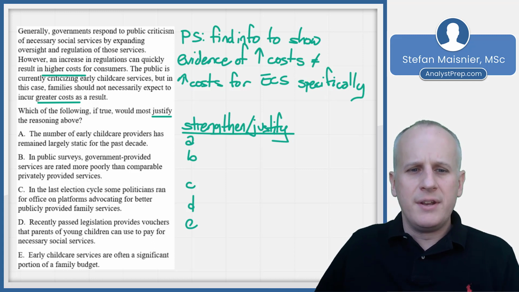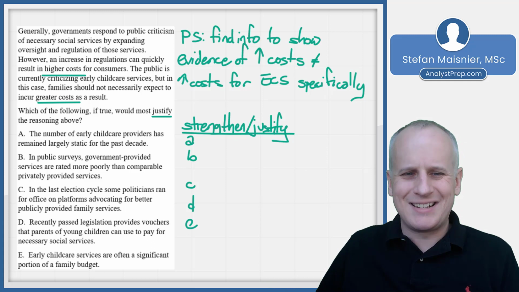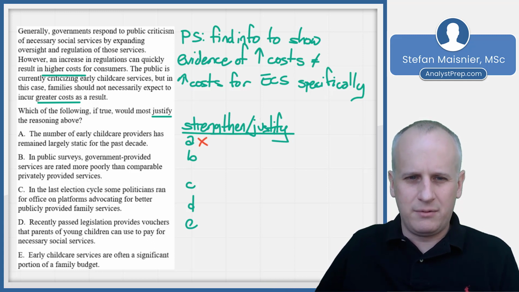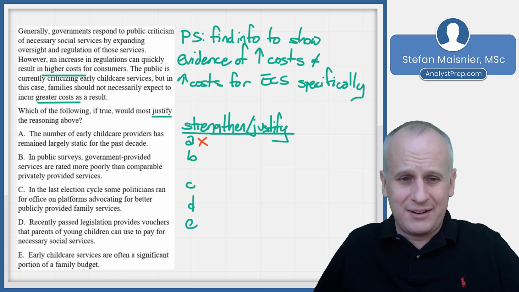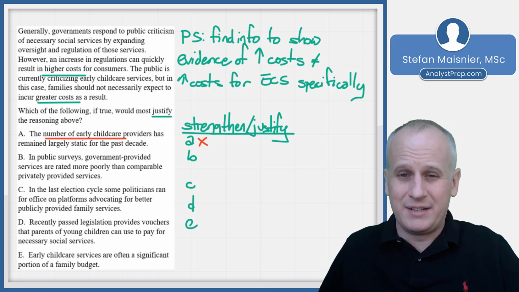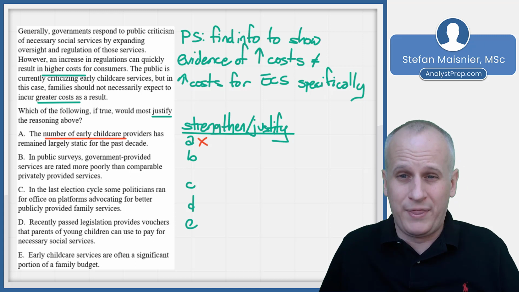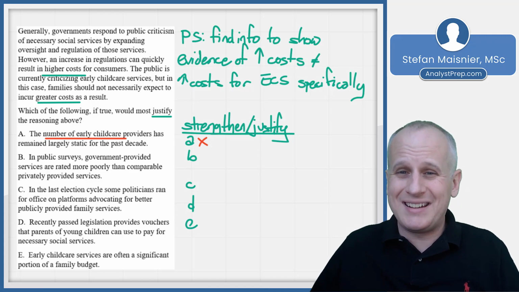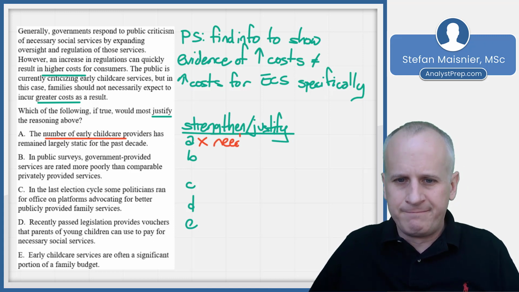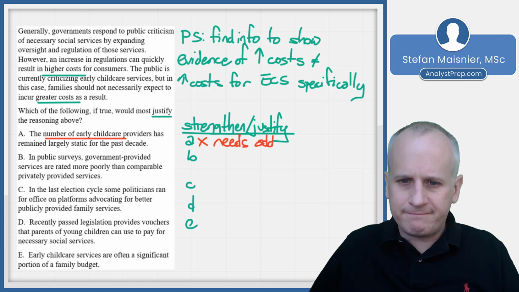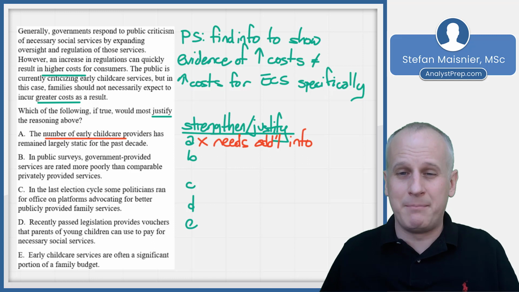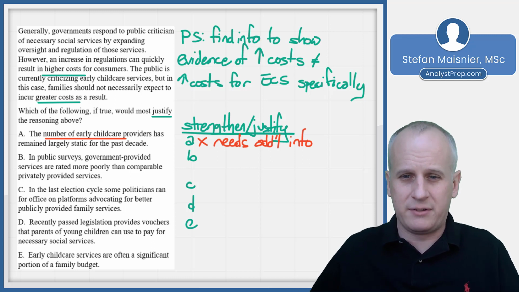So the number of early childcare providers has remained largely static for the past decade. Well, the number is an incredibly vague quantity, because it could be like a million, it could be 1,000, it could be 10. So that needs additional information. And we don't know how them staying at a static amount affects the cost for early childcare services specifically.